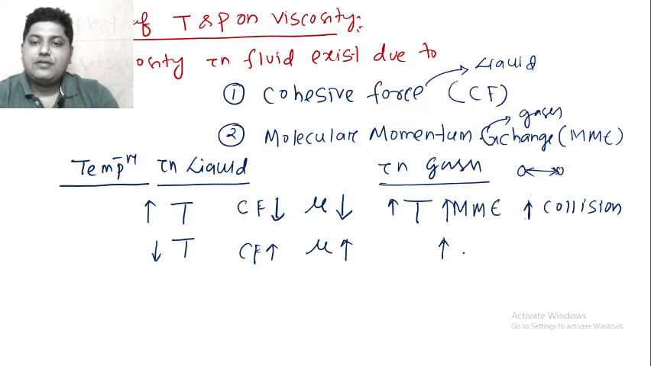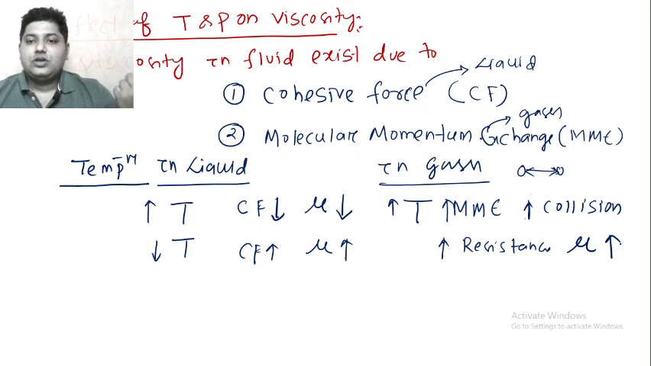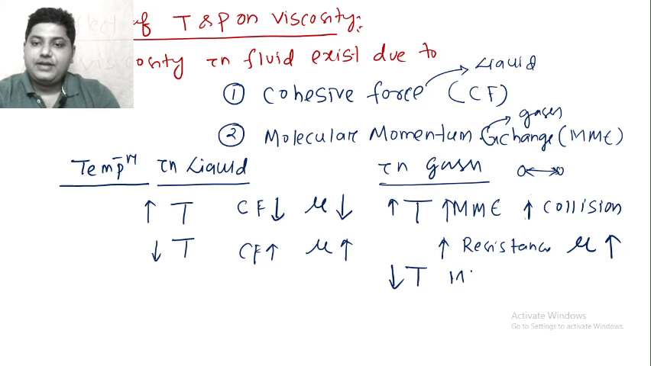So as a result, the frictional resistance between these molecules increases, because they will now slide or collide with each other, so the resistance increases. As a result, the viscosity increases. Similarly, if the temperature decreases, molecular momentum exchange in the gases decreases, and the viscosity also decreases.